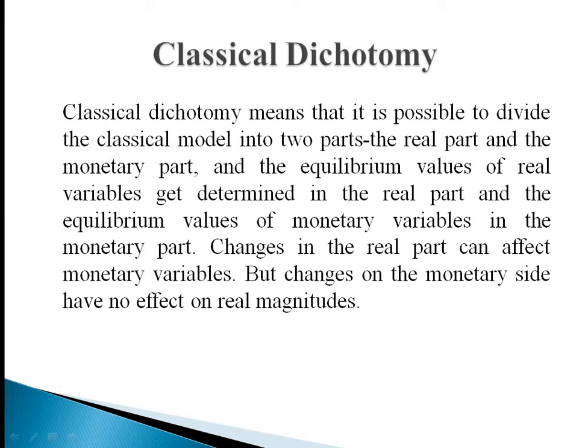Let us now see what we mean by classical dichotomy. The classical model is a dichotomized model. This means that it is possible to divide the classical model into two parts, the real part and the monetary part. And the equilibrium values of the real variables get determined in the real part, and the equilibrium values of the monetary variables are determined in the monetary part. Changes in the real part can affect monetary variables, but changes on the monetary side have no effect on real magnitudes.